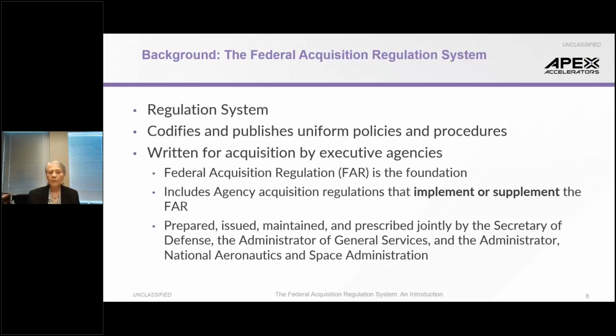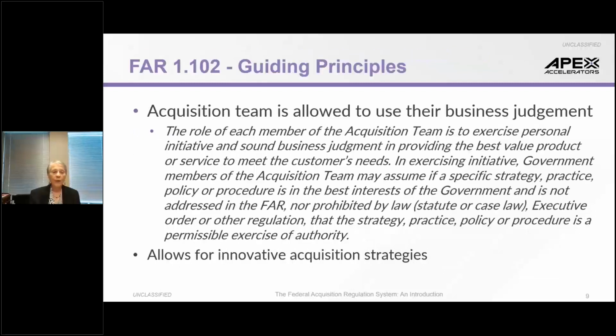The FAR is prepared, issued, maintained, and prescribed jointly by the Secretary of Defense, the Administrator of the General Services Administration, and the Administrator of the National Aeronautics and Space Administration. So there's a lot of people putting this together. As you can imagine, it takes a while to get things actually published. And we're going to talk about that at length too, because I think it's good to know where these things come from.